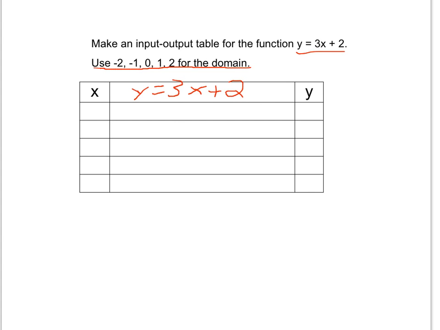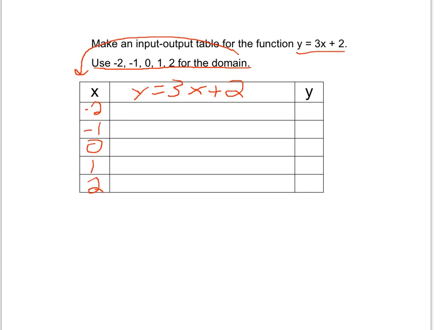Now they tell us that we're using -2, -1, 0, 1, and 2 for the domain. So we have to remember what domain means. We just talked about that. The domains are the inputs, or the x values. So I'm just going to put those numbers in my table: -2, -1, 0, 1, and 2.